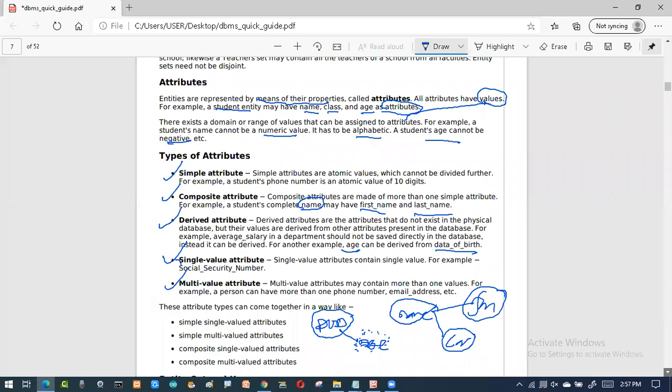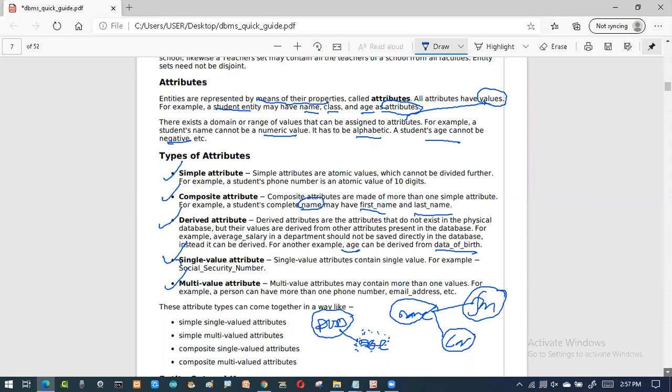By seeing this, we can understand that this does not exist in my table entity, but it has been derived from some other attribute. This kind of thing we call a derived attribute. Then coming to the single value attributes.